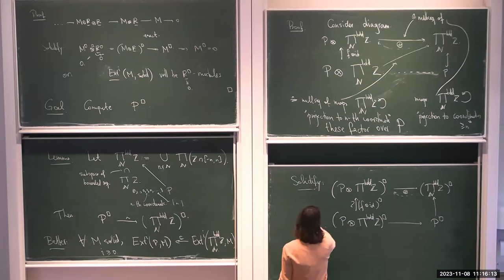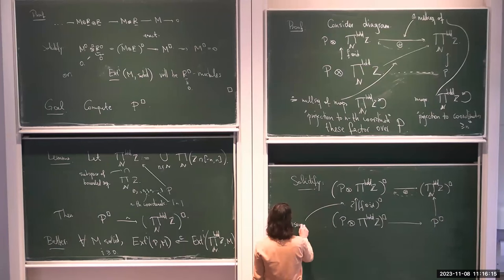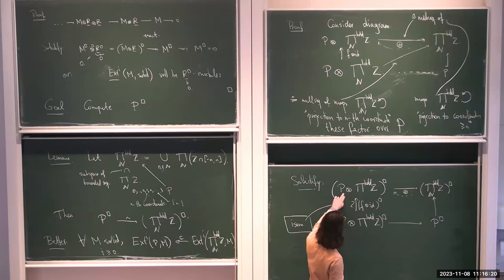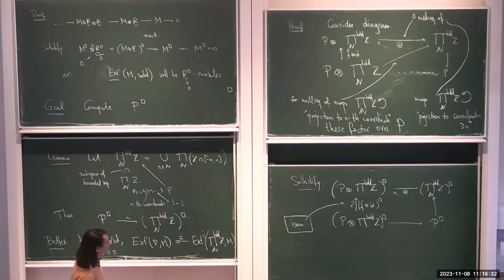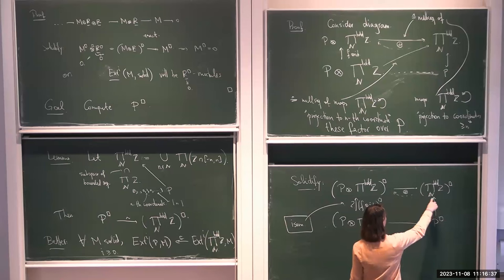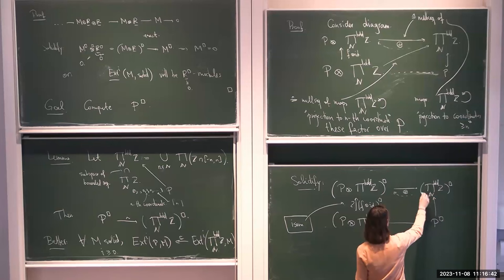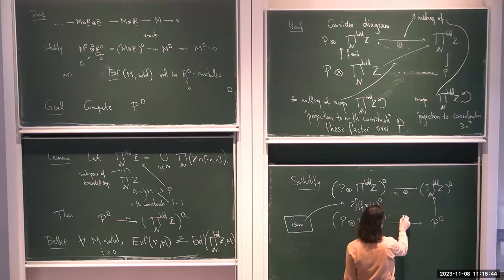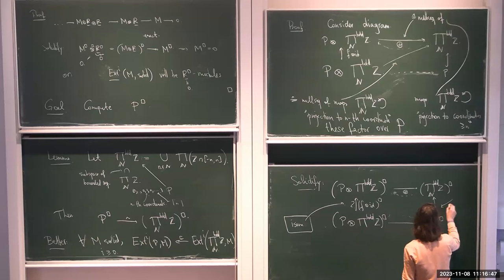Well, now this here is an isomorphism, because F solidifies to an isomorphism, just by definition of what solid means, and solidification is symmetric monoidal also. Both of these maps become an isomorphism after solidification. Okay, but now this means that this map actually is a split projection, because you can find an inverse by first going here, then going here, and then going here. So this is actually a split projection.